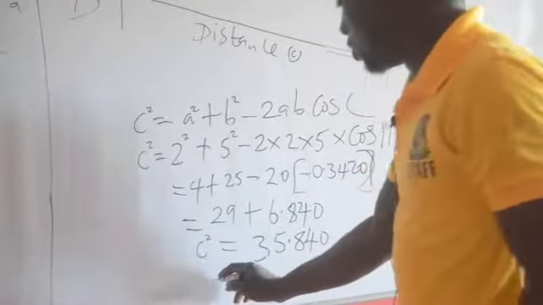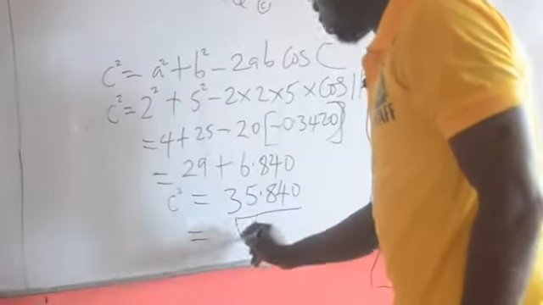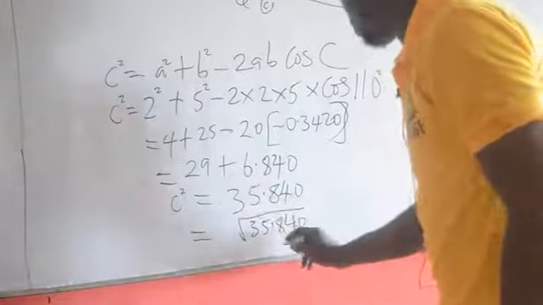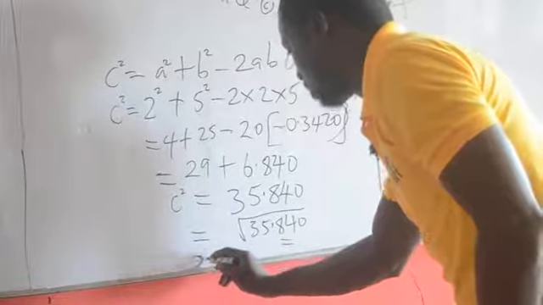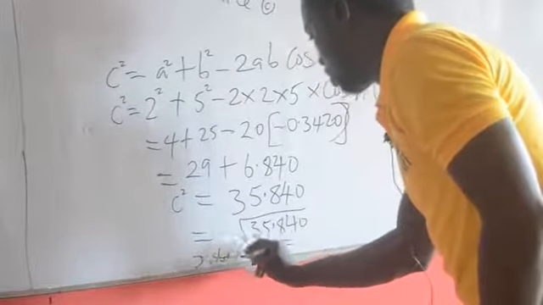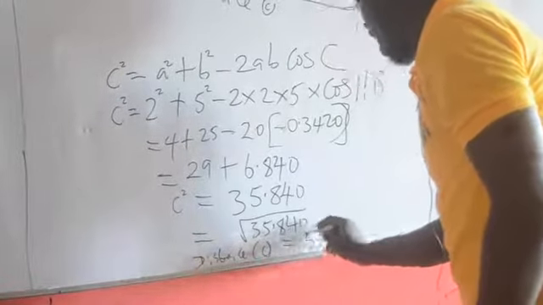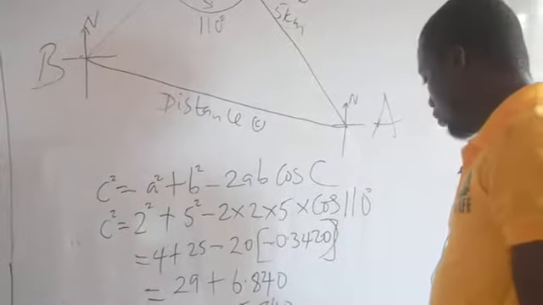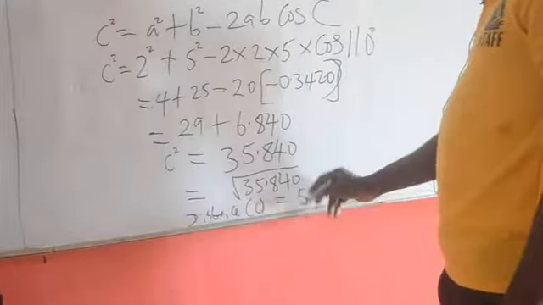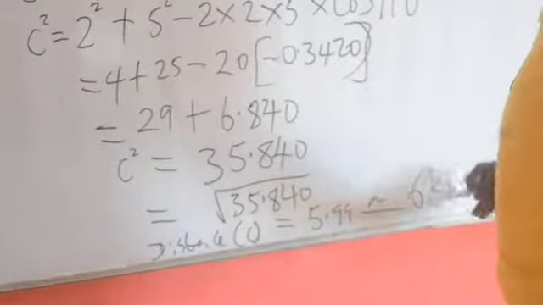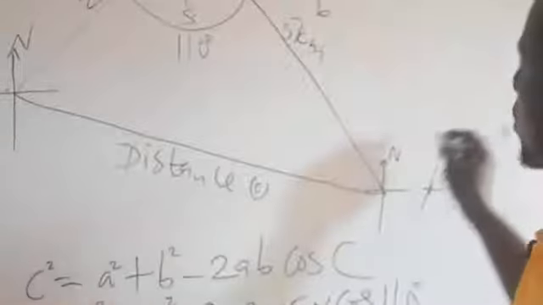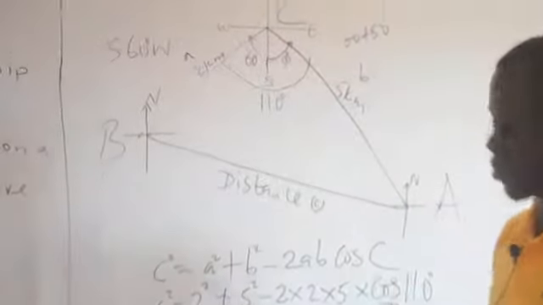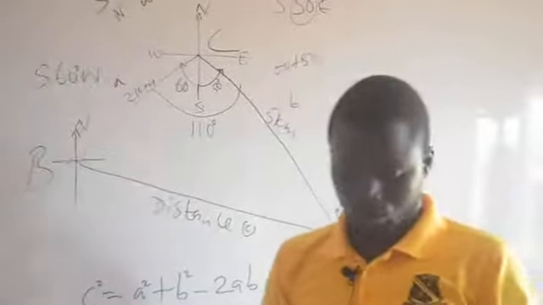So what you do? You take the square root of this very one. Square root of 35.840. You get rid of the square. So our c, which is the distance, we give you 5.99 approximately to 2 decimal places. So if you are going to the nearest kilometer, you want to get what? 6 kilometers. So the distance between the two ships is 6 kilometers. That is from here to this place is 6 kilometers. So let's go to example 2.